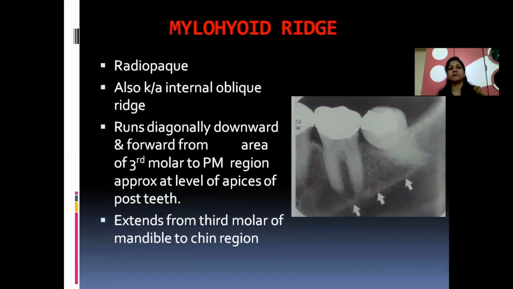Then the mylohyoid ridge. The mylohyoid ridge is also called the internal oblique ridge. It is a radiopaque structure. It runs diagonally downward and forward from the third molar to the premolar area. Bilaterally, on the lingual aspect of the mandible, there is a radiopaque line which passes from the molar anteriorly to the premolar region. To this there is attachment of the mylohyoid muscle, which is a muscle of the floor of the mouth.